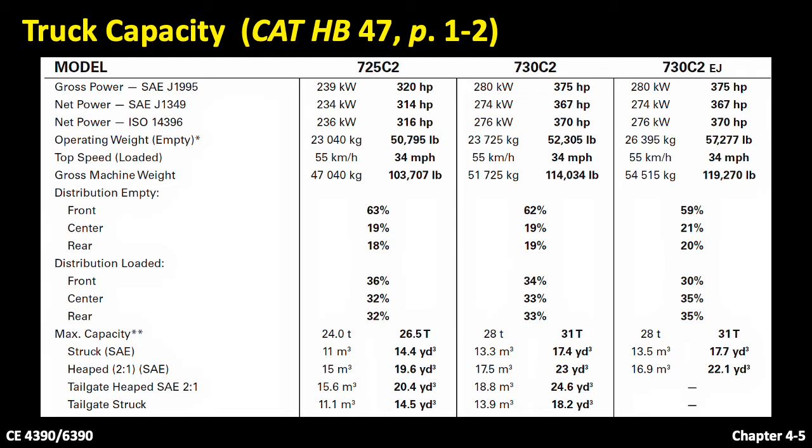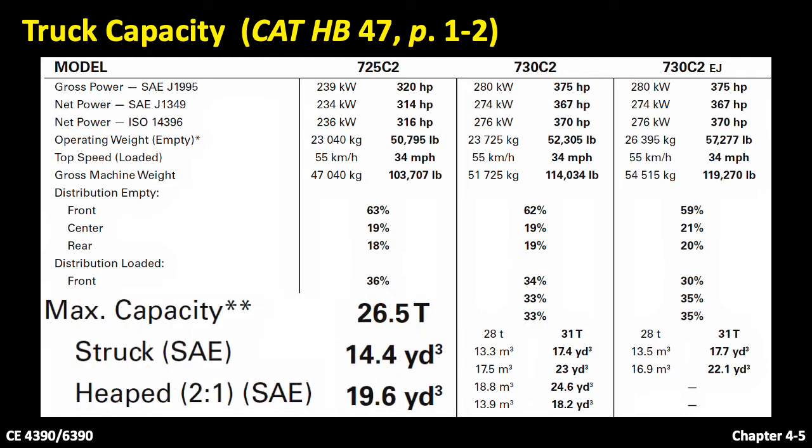Caterpillar Performance Handbook 47 gives you the rated capacities for many models. This table is one example taken from the handbook, page 12, and here are the rated capacities for the model 725 C2. The maximum weight is 26.5 tons. Struck volume is 14.4 cubic yards, and the heap volume is 19.6 cubic yards.